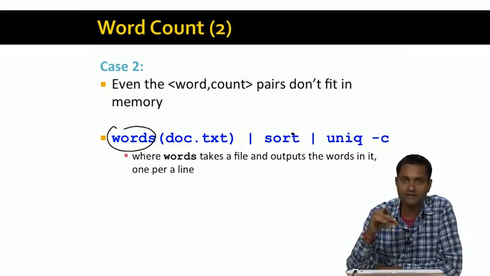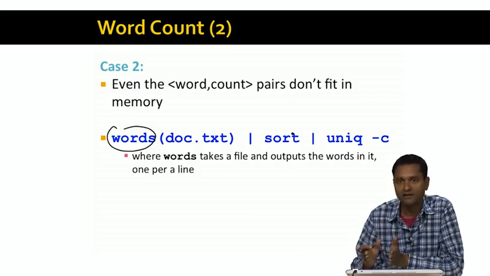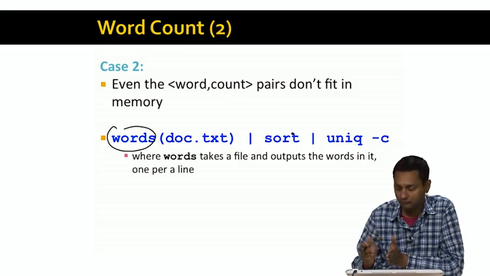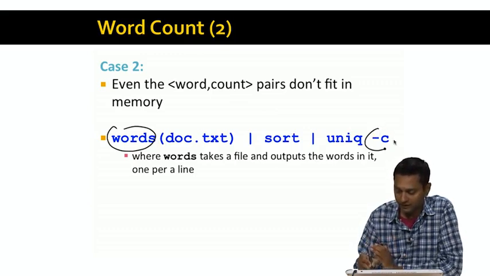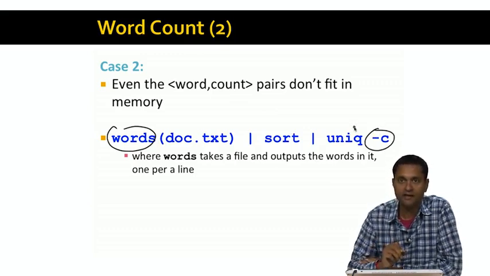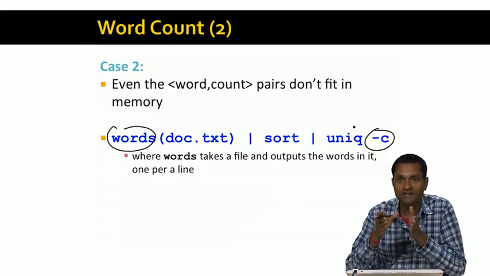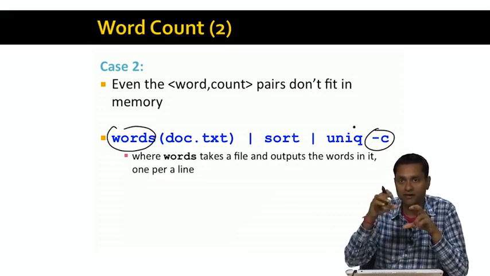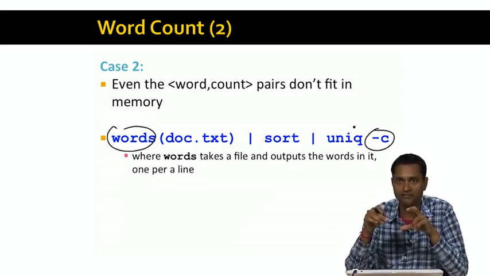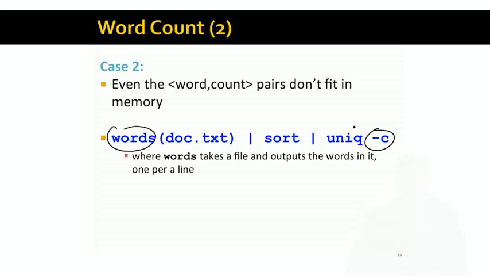Once you sort it, all occurrences of the same word come together. And once you do that, you can pipe it to another little handy utility called uniq. One of the nifty features of uniq is the -c option. What uniq -c does is it takes a run of the occurrences of the same word, and it just counts the occurrences of the same word. So the output of this is going to be word count pairs, right?